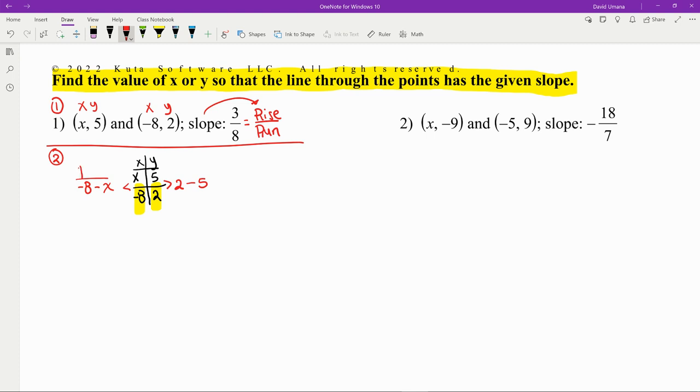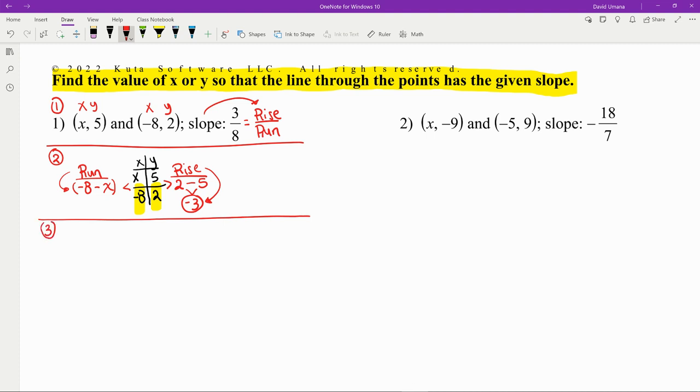This is going to be known as the run. This is going to be known as the rise. In this section, because of the 8 and the x, keep it in parentheses. In this section, do the calculation. So 2 minus 5, negative 3. So that means that the rise is negative 3 and the run is this value. And that completes step 2.